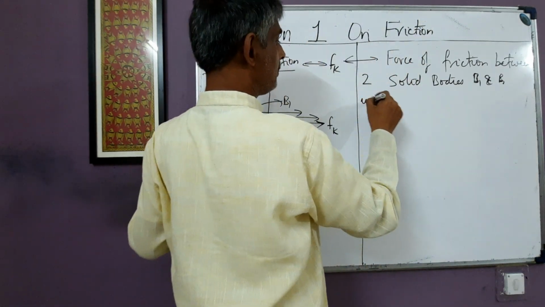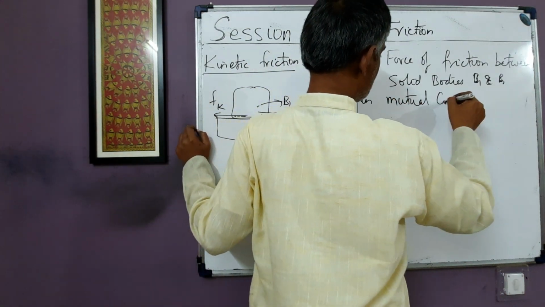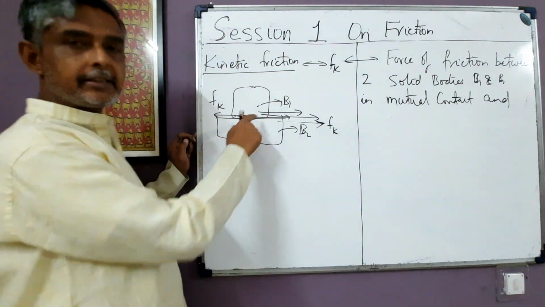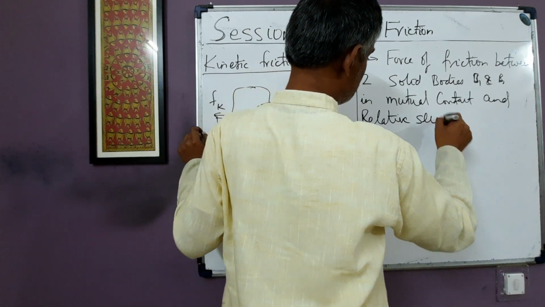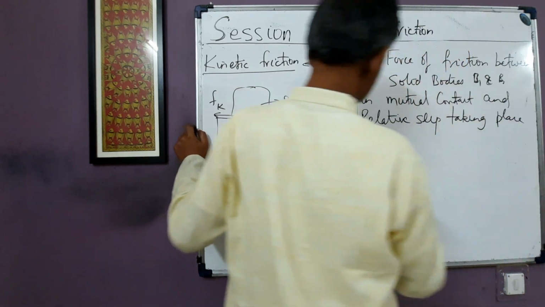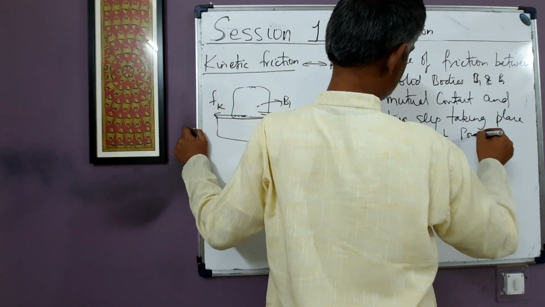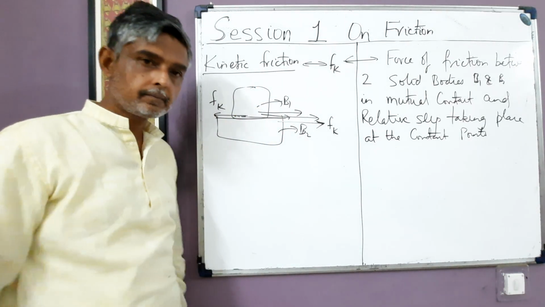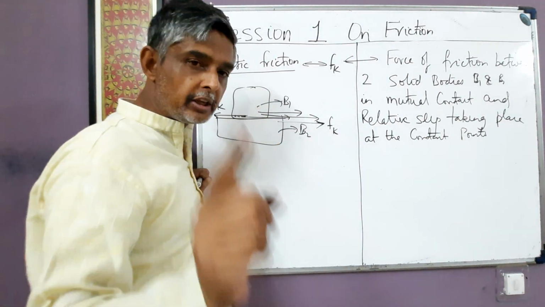B1 and B2 in mutual contact and relative slip taking place at the contact points. This is called the force of kinetic friction, denoted by Fk. So kinetic friction always opposes the relative slip taking place between the two bodies.